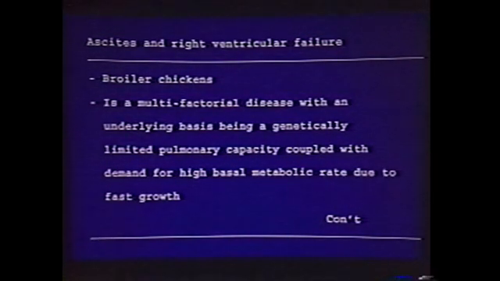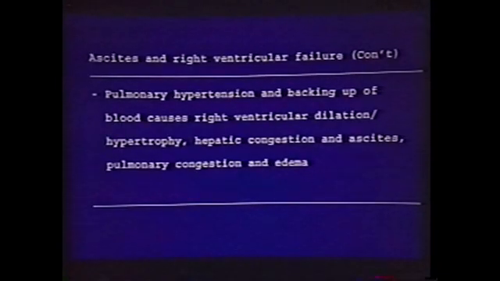Ascites or right ventricular failure is a multifactorial disease, with an underlying reason being that these birds are growing very fast. This is coupled with limited pulmonary lung capacity and a high demand for oxygen. It's because the metabolic rate is too high because of fast growth. So eventually there will be pulmonary hypertension.